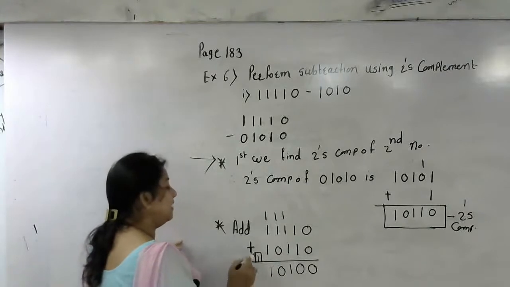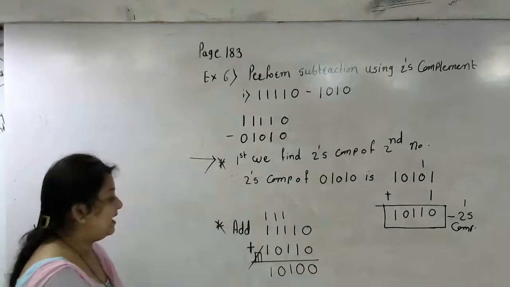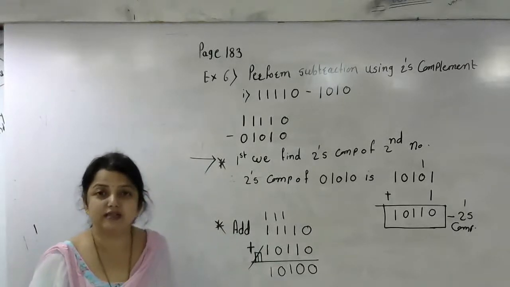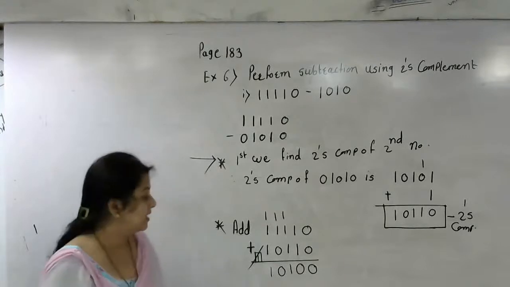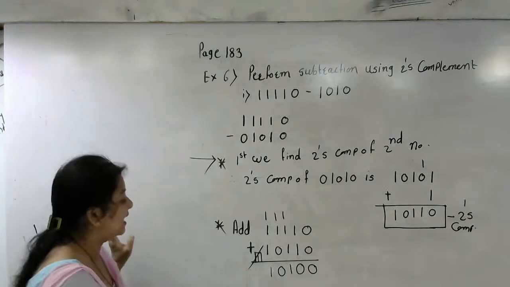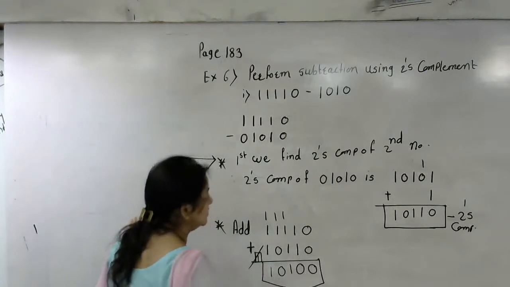In 2's complement, that carry means we ignore that carry, and the presence of carry means your answer is positive. We delete that carry, we do not consider that carry. So our real answer of this subtraction is this one.